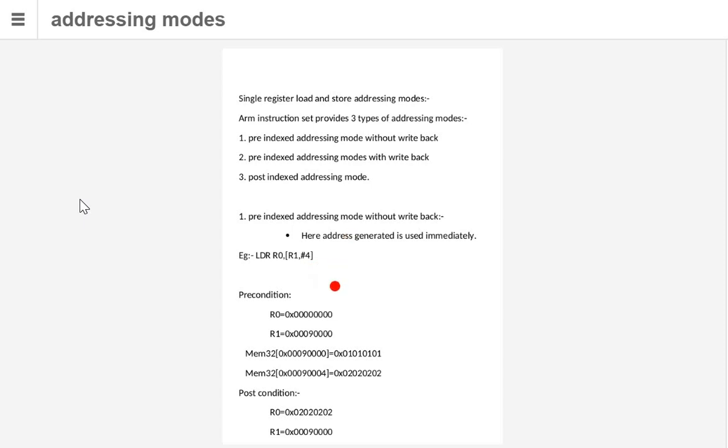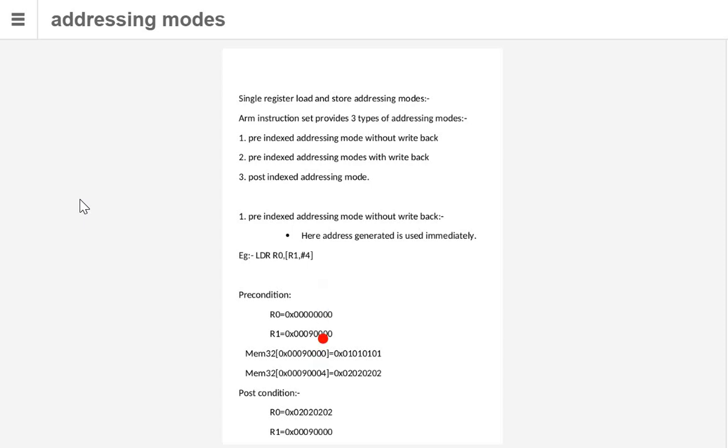Whatever the offset value, the meaning is that you have to either add the offset value to the base register or subtract the offset value from the base register. Here the base register is R1. You have to add 4 to R1 or subtract 4 from R1. In my example, I have not given minus, which means you are going to add the offset value 4 to R1. So the base register is R1 and the offset value is 4.